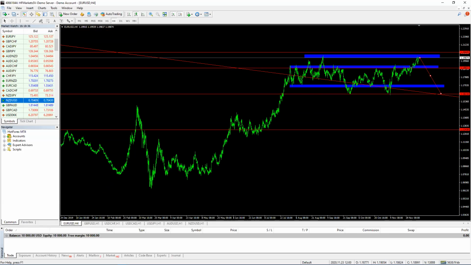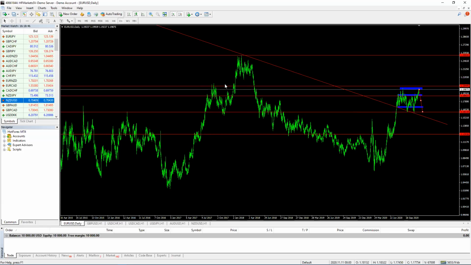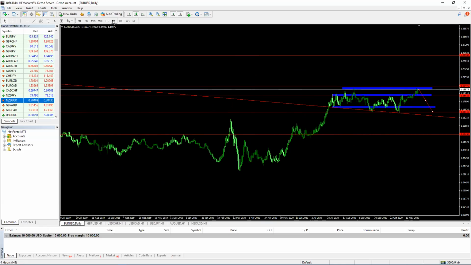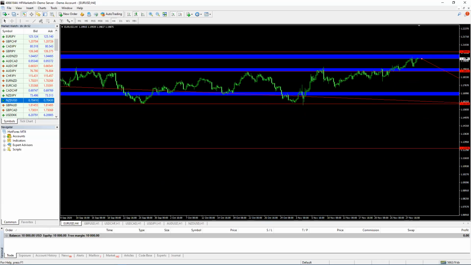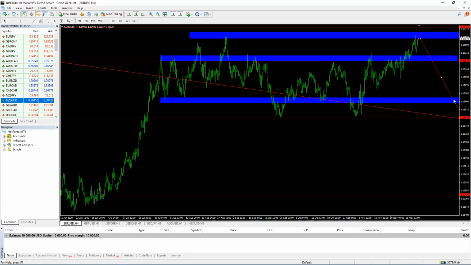If the market is going to break this supply and demand zone, then we're going to see the market moving to a higher point. But if the market is not going to break that point, then we can expect the market to move to some points below there, to our supply zones. So that is the first currency.